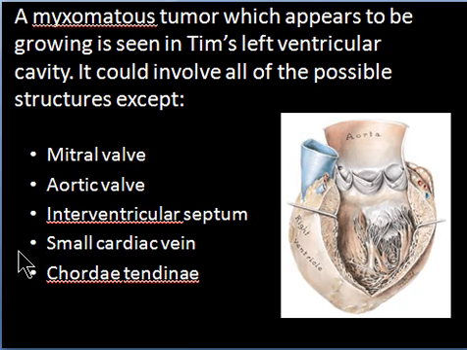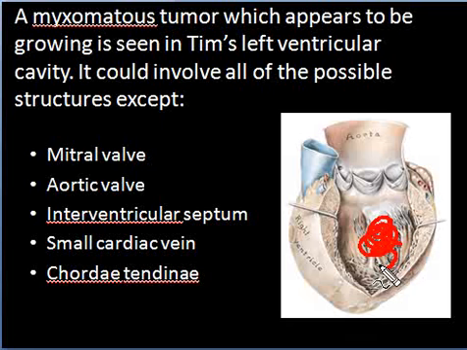And let's look at the last choice. Let's not stop there. Let's see. Will it involve the chordae tendineae? Yes, see, these are the chordae tendineae attached to the mitral valve. So it could involve the chordae tendineae too. So you can see from this, the correct answer would be that all would be involved except the small cardiac vein. So that's how you're going to be answering questions of this nature.